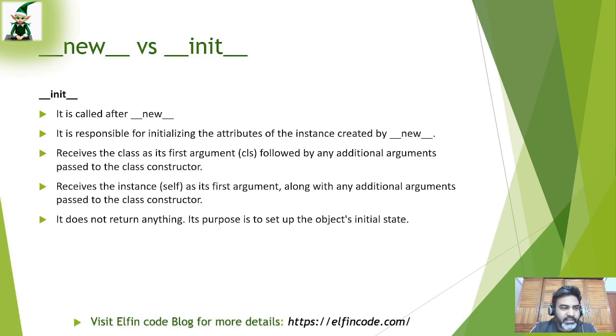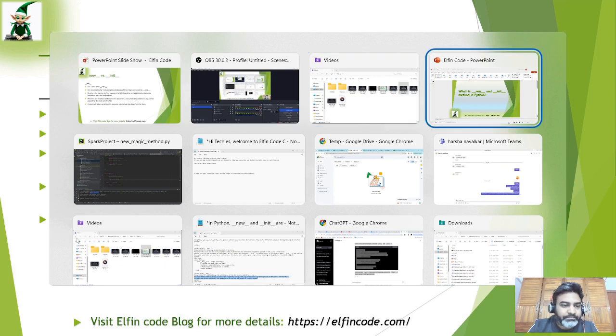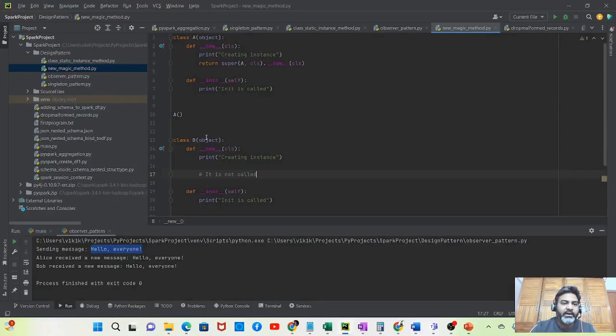Okay, so these are the theoretical points. Now we'll jump into the practical to see how we can write some code to understand it in a better way. I have already created two objects. I will show how these two methods, new and init, are executed in this class.